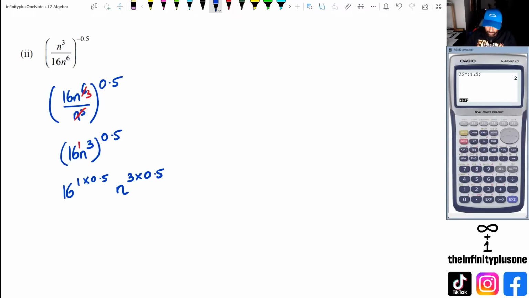So with that in mind, 1 times 0.5 gives 16 to the power of 0.5, and then 3 times 0.5 can be written as 1.5, or in this case, I'm just going to put that as 3 over 2. Now 16 to the power of 0.5, that's just the square root of 16, which is 4. If you're in doubt, you can always put that in the calculator. So we're going to end up with an answer of 4n to the power of 3 over 2. You could write it as 1.5, it's not a big deal.